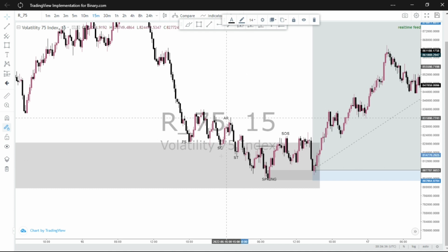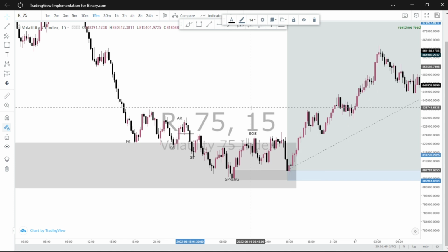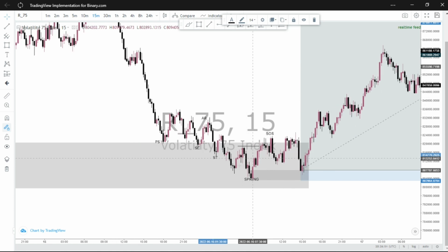So after the liquidation of the SC by the ST, we now see the liquidation of the ST by the STB. I didn't label this, it's not important because it's all in my head, so I do know what I'm doing. But this is the STB, and I did speak about this in the Wyckoff videos.